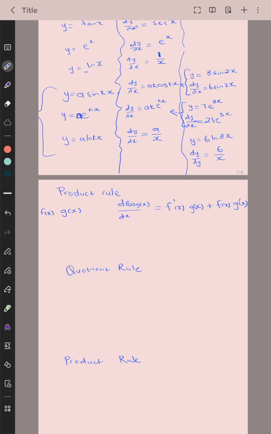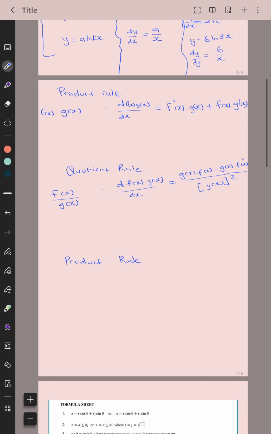Now going to the quotient rule. So here we are dividing. If I have f of x over g of x, then the derivative is going to be: you differentiate f first, times g of x, minus, g remains the same and you differentiate g, all over g of x all squared. That's our quotient rule.